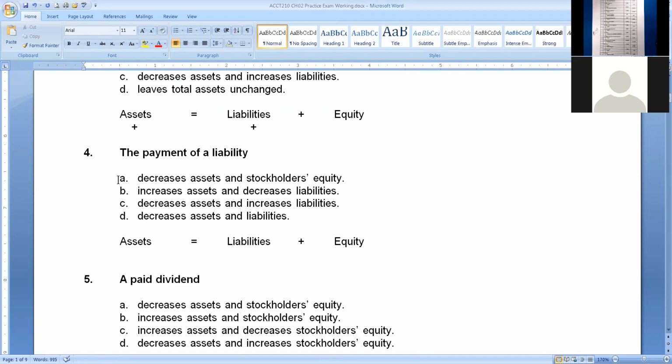All right, number 4, payment of a liability. What are we going to pay with? Cash. Yep. So is cash going up or down? Down. Cash is going down. We paid the liability. So are the liabilities going up or down? Do we owe more or less now? We owe less. Good.